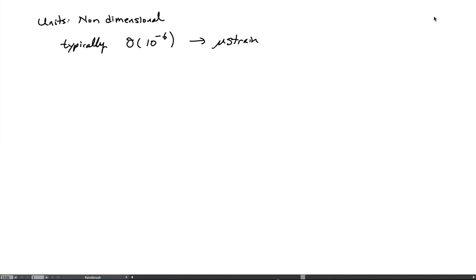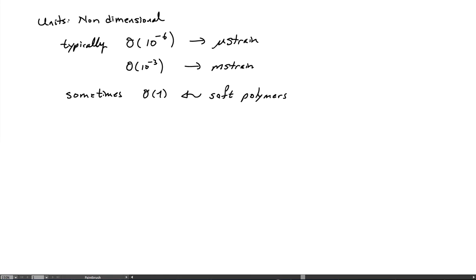And typically, the numbers that you see for strain are rather small. They're things like 10 to the minus 6, which we would call microstrain. Sometimes they get a bit larger, millistrains and things like that. And occasionally they can become order 1. So that would be if you had a very soft material that you're applying a deformation to, say a rubber band or something, then you would get a large value for the strain.